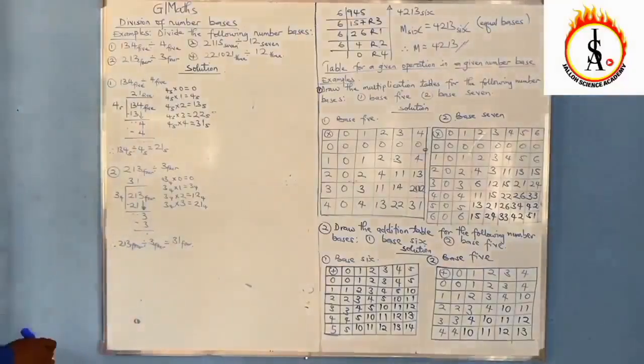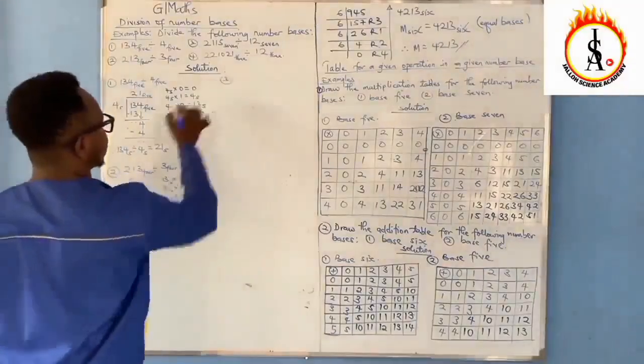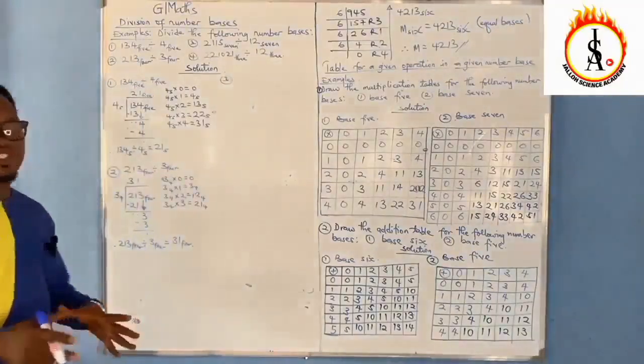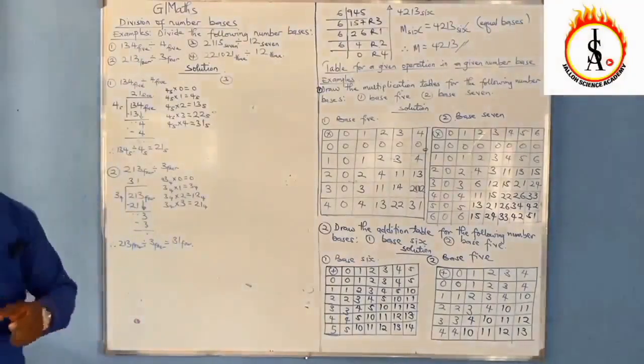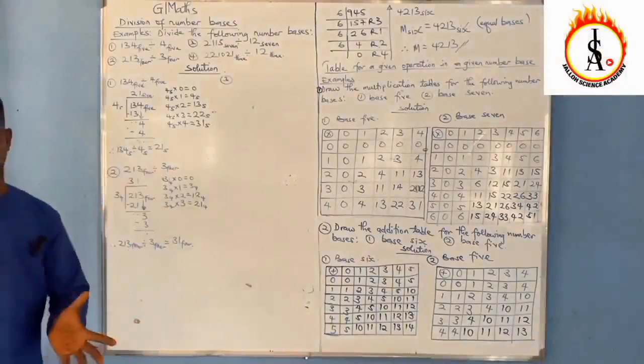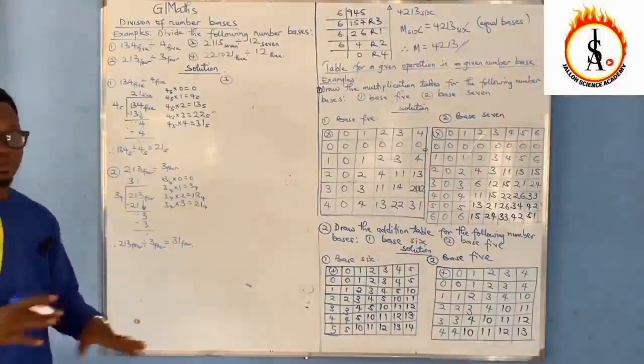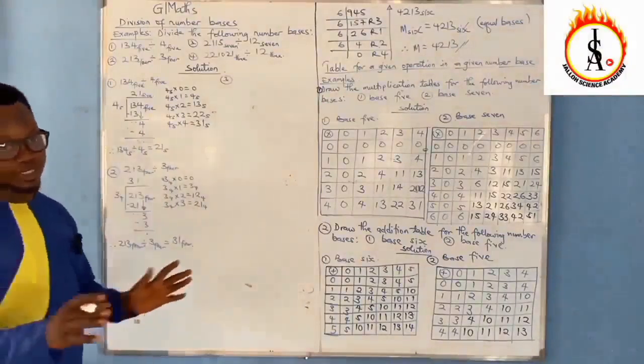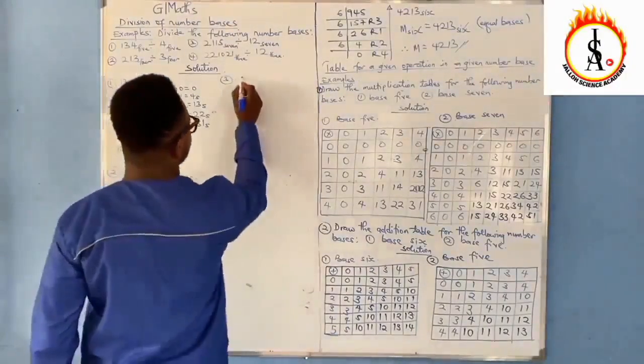Okay? And then we move to the third example. The third example is a bit challenging because the divisor is 2 digits. That's the reason you won't see questions like this in most textbooks.